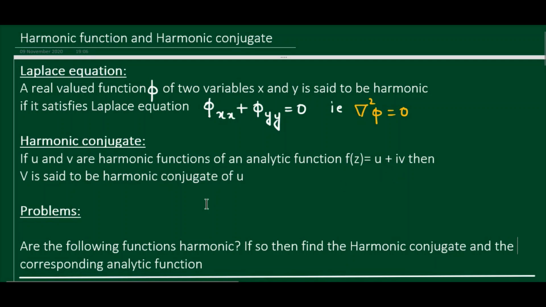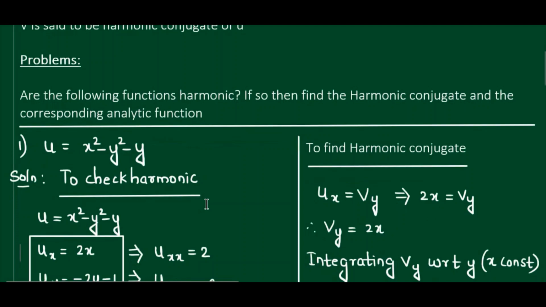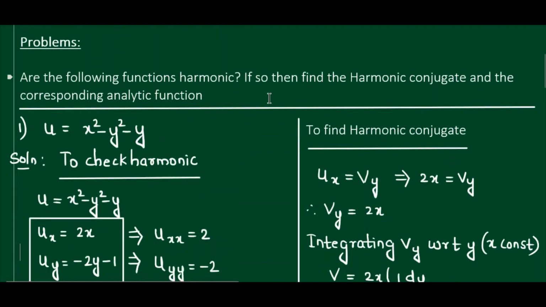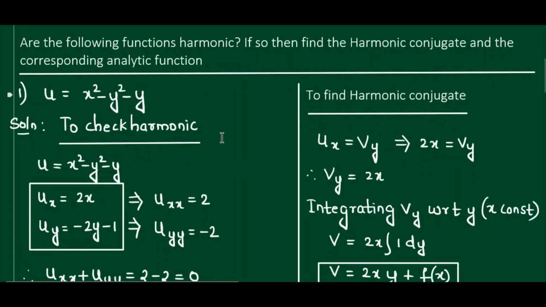Now this problem is very important from the exam point of view. Are the following functions harmonic? If so, then find the harmonic conjugate and the corresponding analytic function. Here given u, you have to first check whether it is a harmonic function. There are three parts in this question. First you have to check whether it is harmonic. Secondly, we have to find the harmonic conjugate, and thirdly we have to find the corresponding analytic function. So here first we are going to check the harmonicity of this function u.